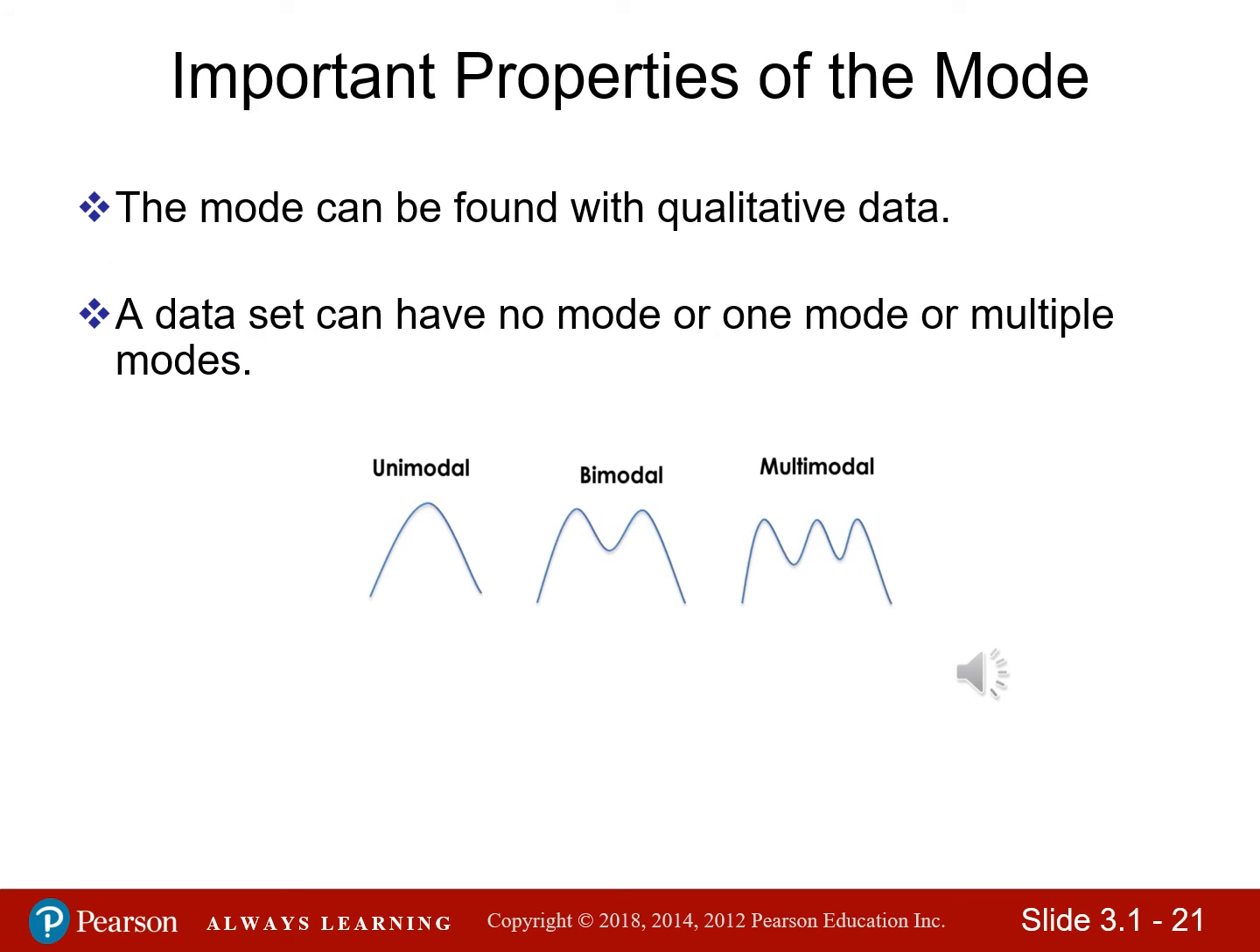Two important properties of the mode include: first, the mode can be found with qualitative data, and second, the data set can have either no mode, or one mode, or multiple modes. A data set with one mode is called a unimodal data set. With two modes, it's a bimodal data set, and with more than two modes, it would be called a multimodal data set.